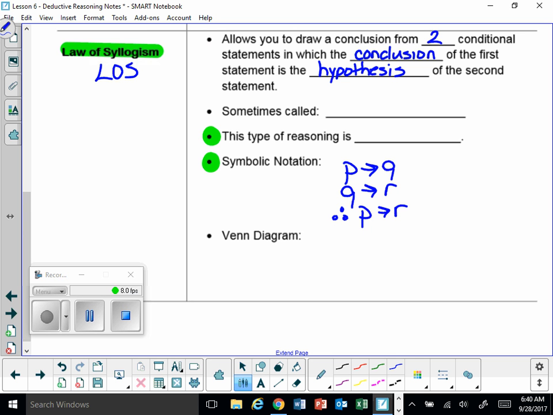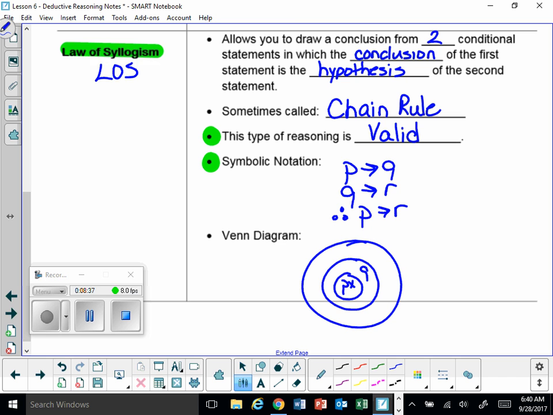Okay, so this is sometimes called the chain rule. You'll see it as the law of syllogism on the SOL and on your test, but some textbooks do call it the chain rule. It is valid reasoning. And the Venn diagram for this, which once again, I don't care for, but we'll put it in here just so that you have it, looks like this.